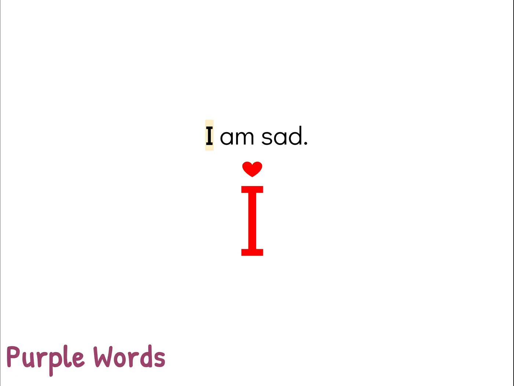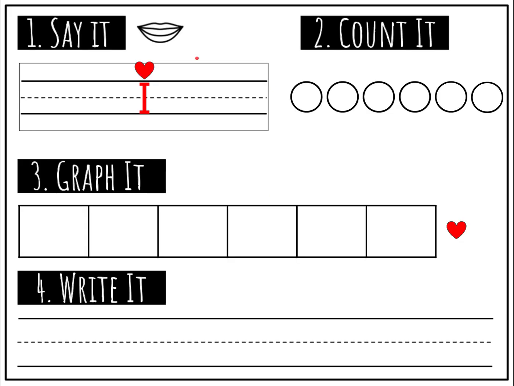Our next word here is the word I, like in the sentence, I am sad. I. So make sure that you write the word I at the top, and I notice that there's a heart, and we'll talk about that.